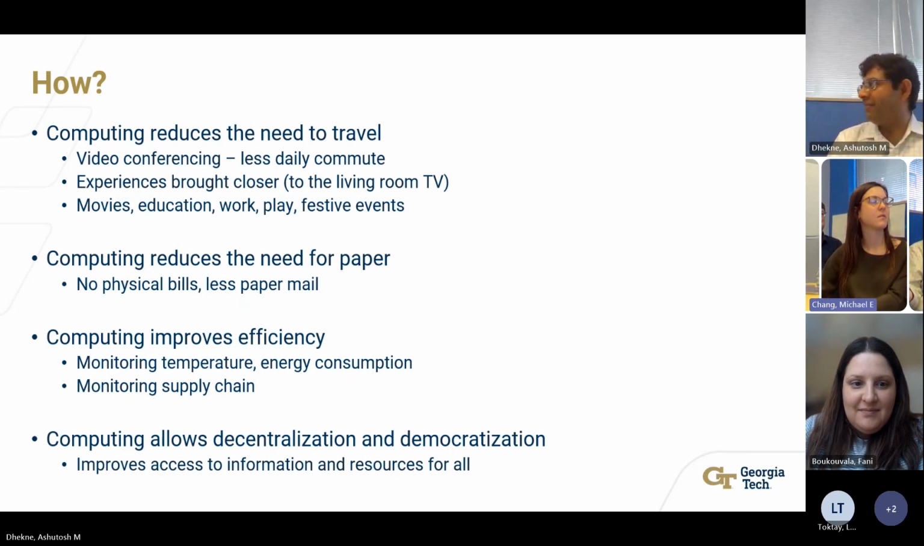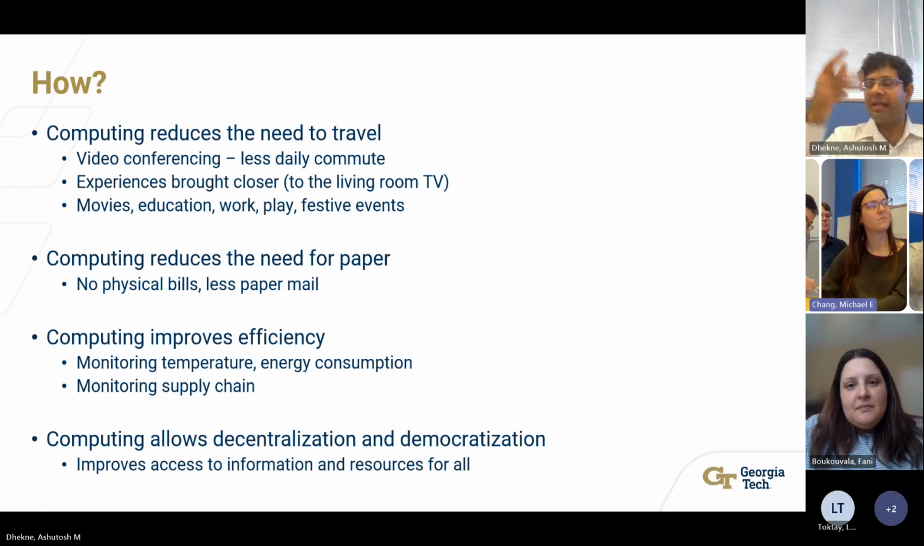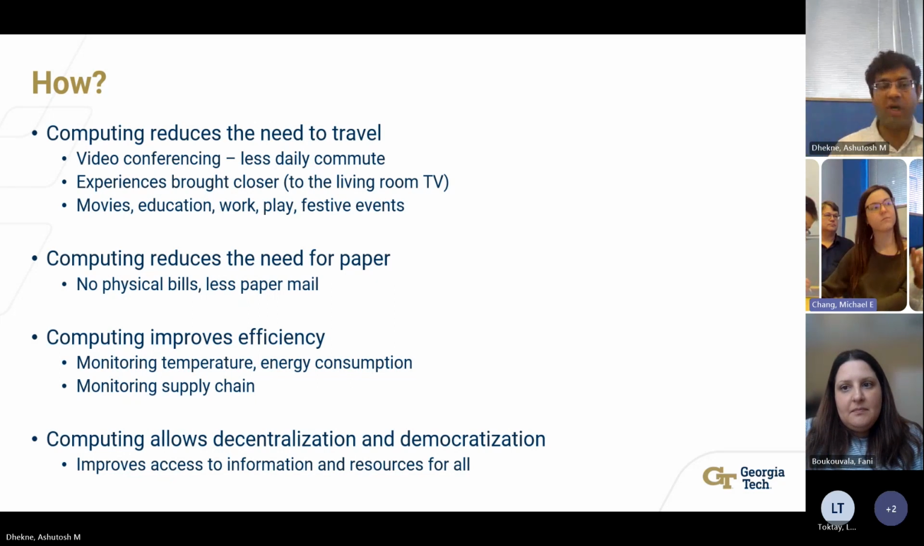Perfect, because I don't have to go anywhere and I see in high resolution, right, without having to travel or any of these problems, fireworks in every city as it happens. Computing also reduces the need for paper, and the paper industry, by the way, is actually a large contributor. So no physical bills that come in the mail, less paper mail in general, but computing also improves efficiency by allowing us to monitor temperatures in our house, energy consumption at large buildings, small buildings, and everything in between. And it also allows us to monitor supply chains.